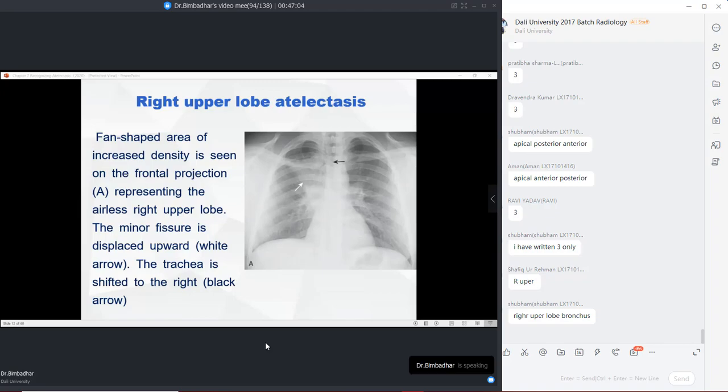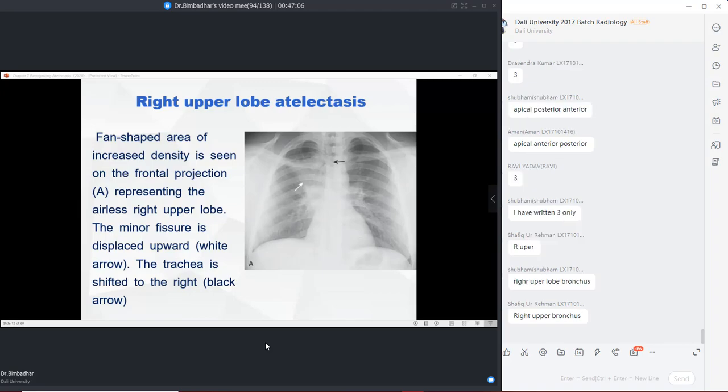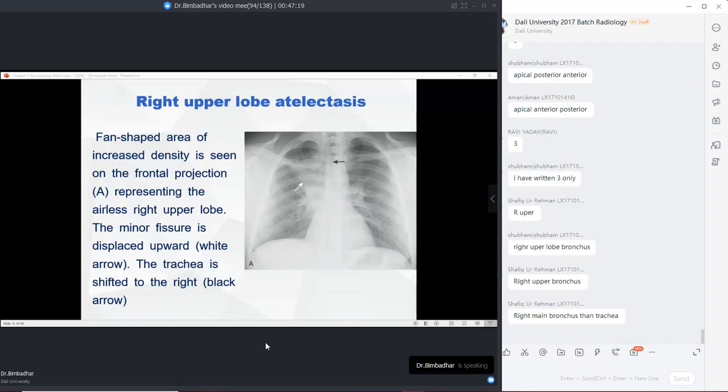Continue with the bronchial tree. Right upper lobar bronchus. See, first trachea, then right main bronchus. The right main bronchus immediately divides itself down as the right apical bronchus, then anterior bronchus and posterior bronchus. So three segmental bronchuses are coming down from the branches of the right main bronchus.